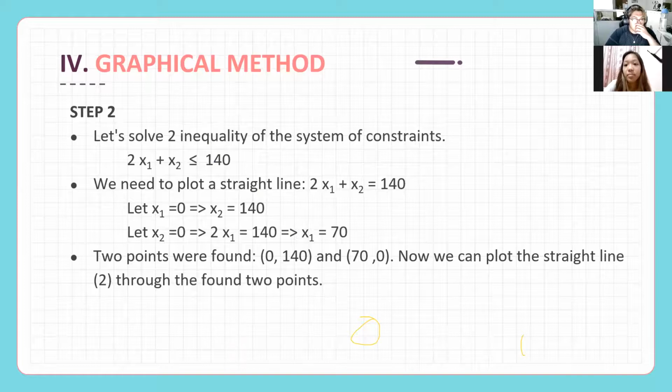So, graphical method, step number 2. Let's solve the second inequality of the system of constraints: 2x sub 1 plus x sub 2 is less than or equal to 140. We need to plot the straight line 2x sub 1 plus x sub 2 equals 140. Let x sub 1 equal 0, then x sub 2 equals 140. Let x sub 2 equal 0, then x sub 1 equals 70. Two points were found: 0 and 140, and 70 and 0. Now we can plot straight line 2 through the two found points.